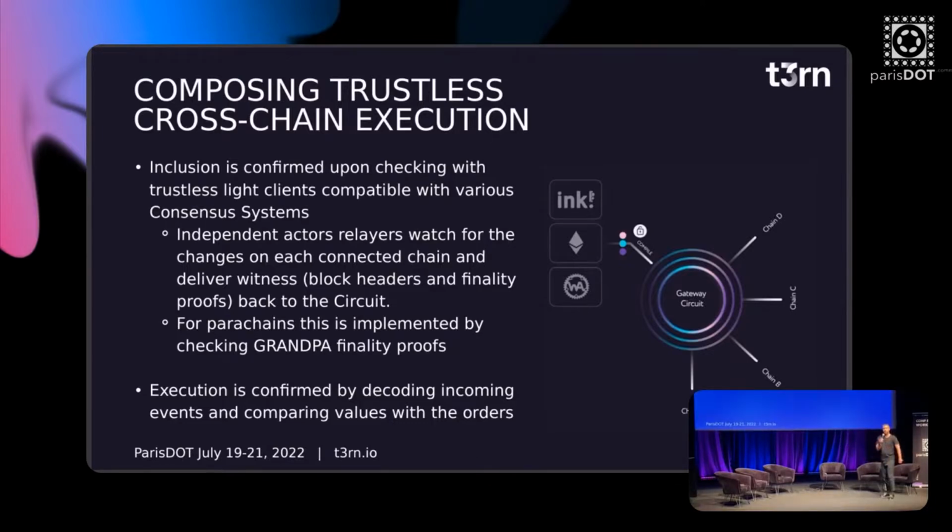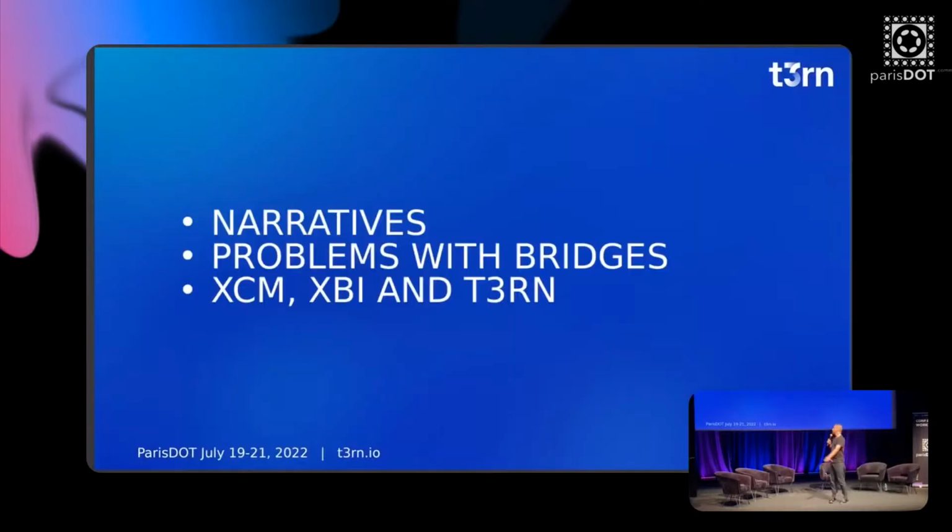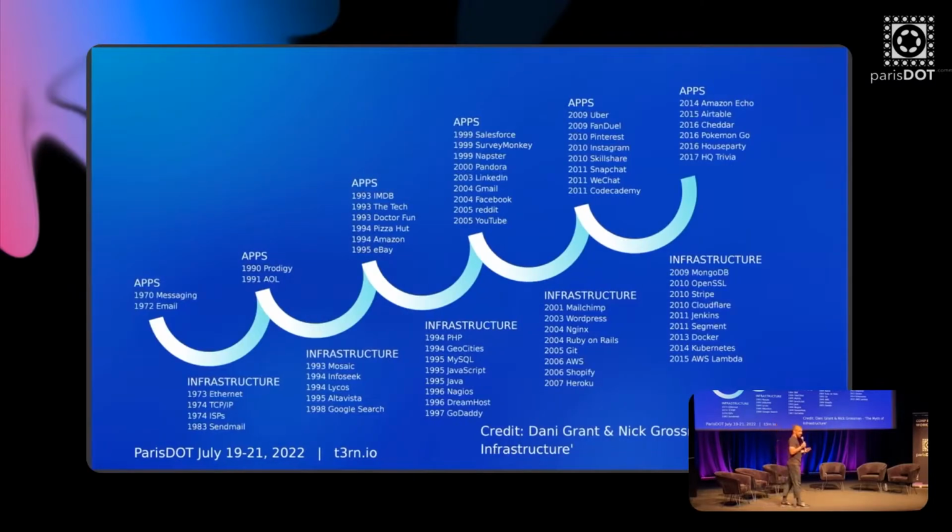Now, what I'm going to be talking about in this talk in particular is the narratives around cross-chain and what's going to push for the next major bull cycle in crypto. I'll be discussing the problem with bridges, and then we'll move on to XCM, why it is a great step in the right direction, as well as XBI, which is a standard that we've proposed as Turn to make XCM more usable. So the first thing to think about is what stimulates real innovation in any space.